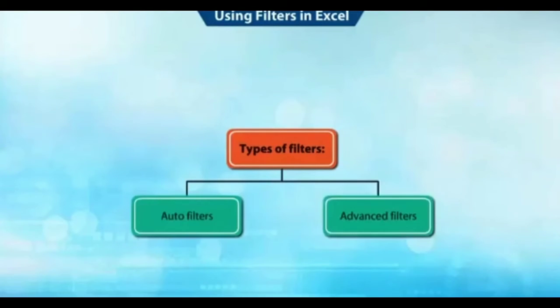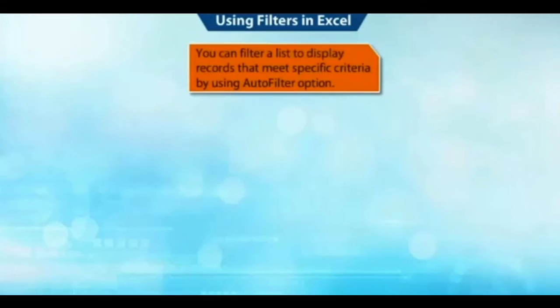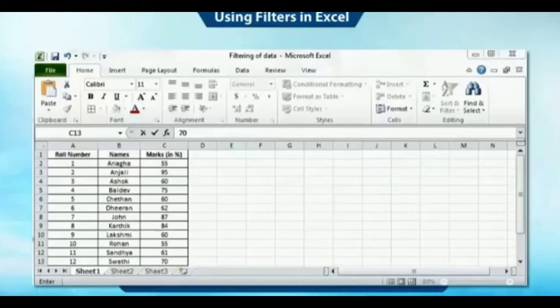There are two types of filters, namely auto filter and advanced filter. You can filter a list to display records that meet specific criteria by using the auto filter option. Let us use filter in Microsoft Excel. Here we have a student database with fields roll number, name and marks.